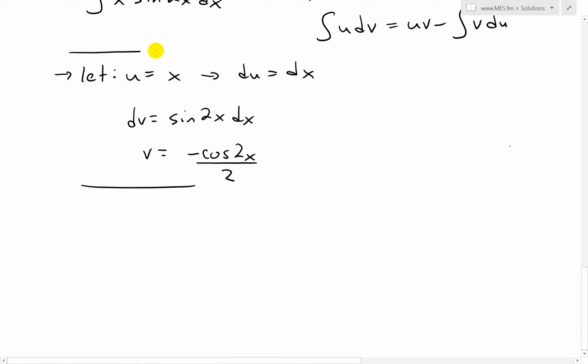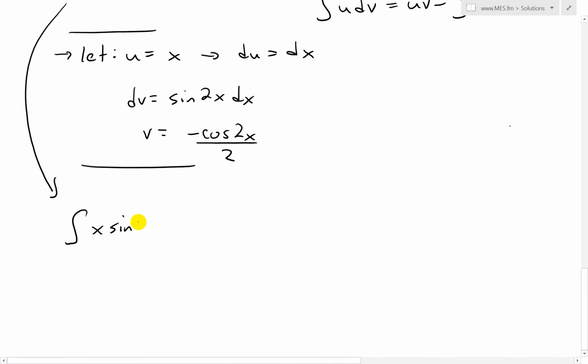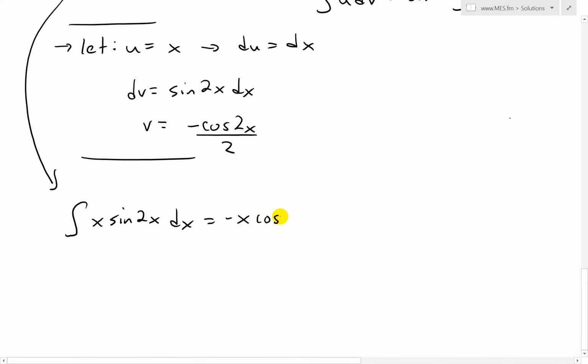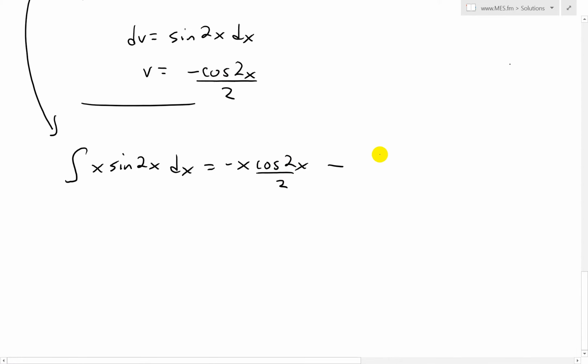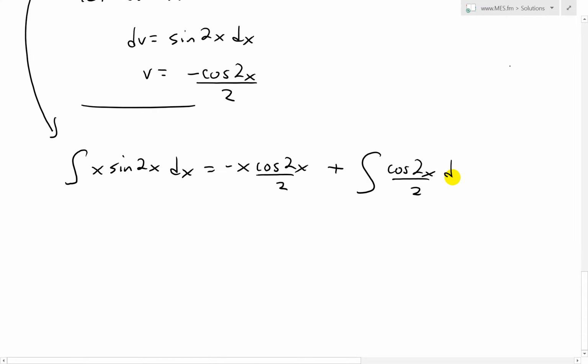So that means we could just throw this inside. So the integral right here of x sine 2x dx equals u, which is x, and then v is there because we have uv minus the integral of v du. So this is going to be right there, cos 2x over 2, and then we subtract the integral, where v is negative cosine, so we'll put a positive because two negatives become a positive, cosine 2x over 2, and then the du is just dx, like that.